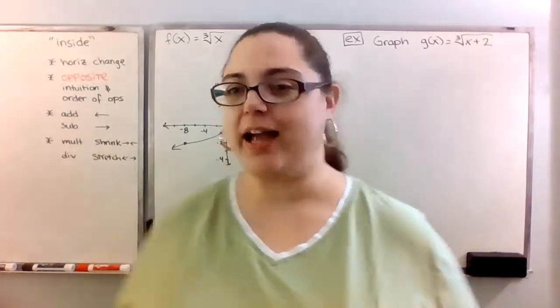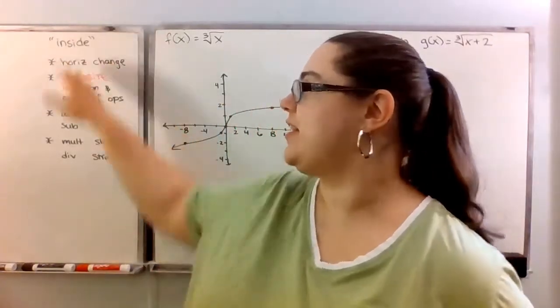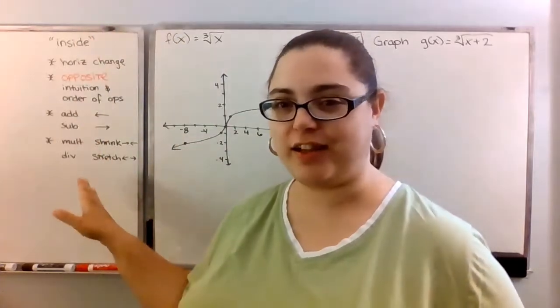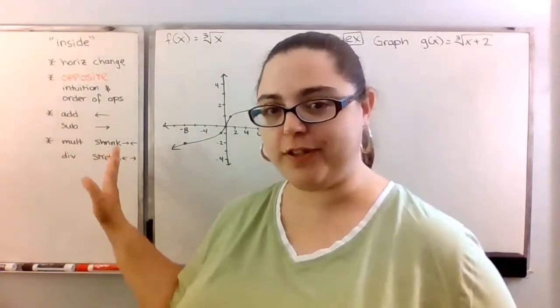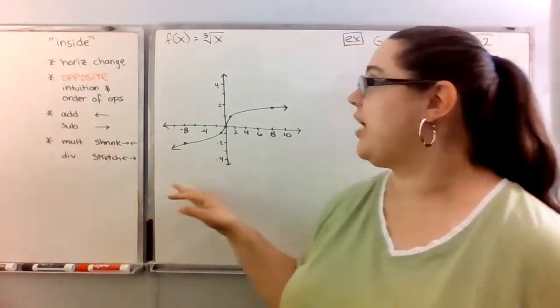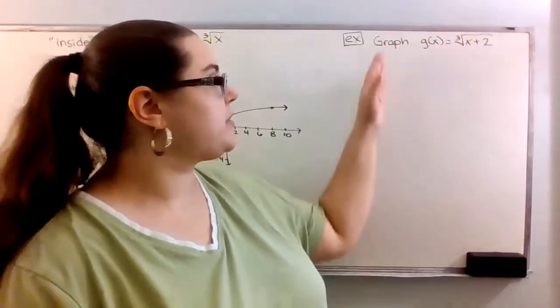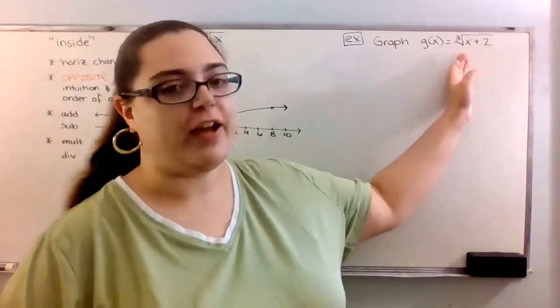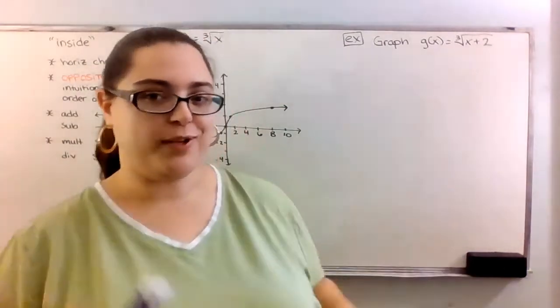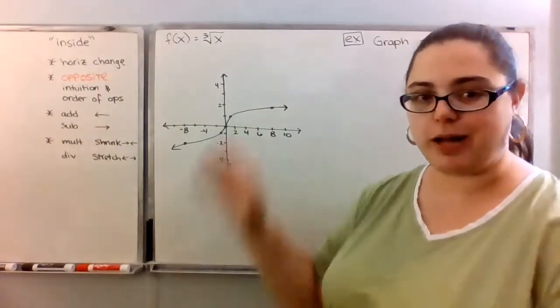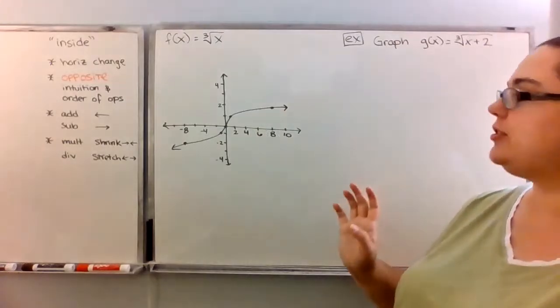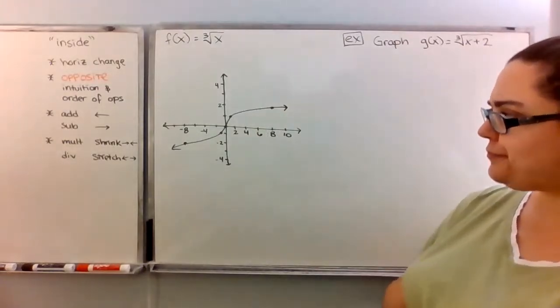For this example, I've listed an amendment of our inside changes over here on the left, just for quick reference. I've also sketched the graph of f of x equals the cubed root of x, because we've been asked to graph the cubed root of x + 2. So if you want to take a minute and copy any of this down that you think is going to be helpful, feel free to do that.